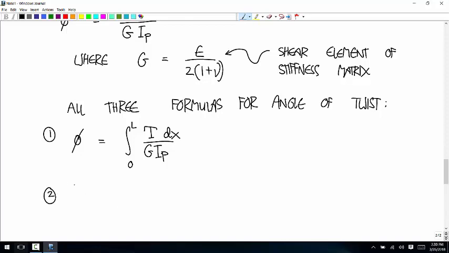And then there's the one for piecewise constant internal torques. And that's just the sum from i equals 1 to N of T sub i L sub i over G I sub P. And I guess you could have geometric changes as you go along, so this could also be an i. You could have something that has different diameter cylinders as you go across, a thicker part here and a thinner part here.